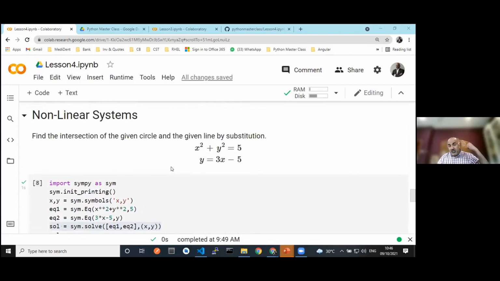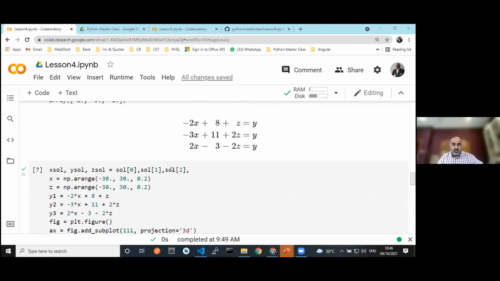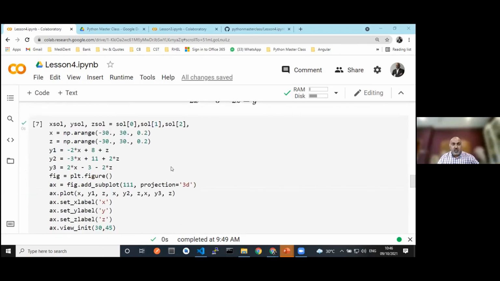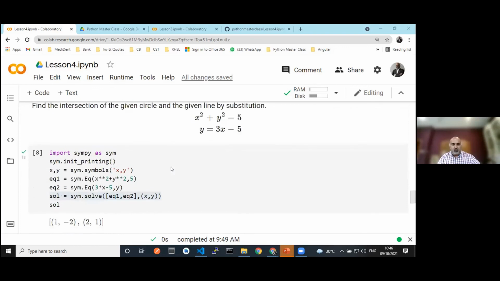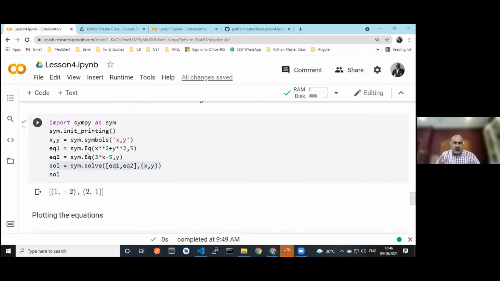Okay, so now we know how to solve linear equations. All right, this is a linear equation solver. Now we know how to solve non-linear equations using SymPy, which is a bit more complicated library. So we don't have to go and work very hard.